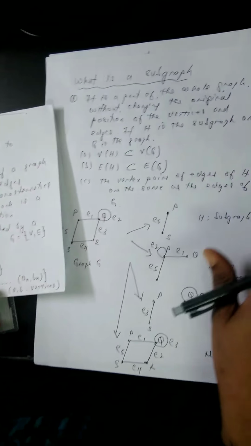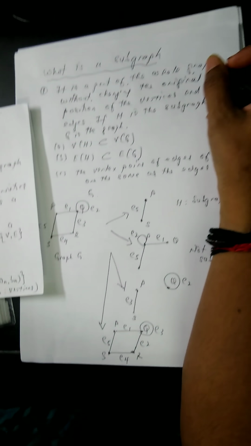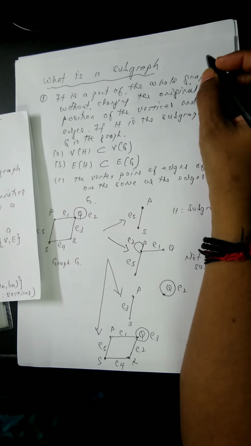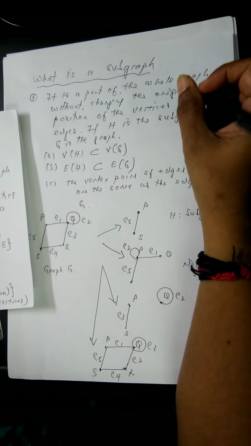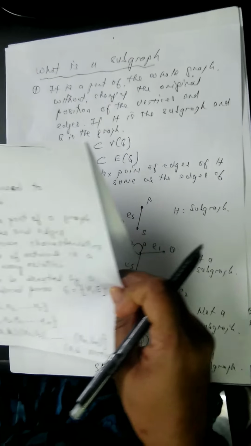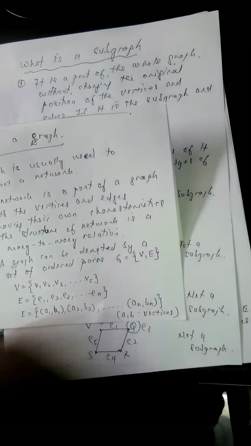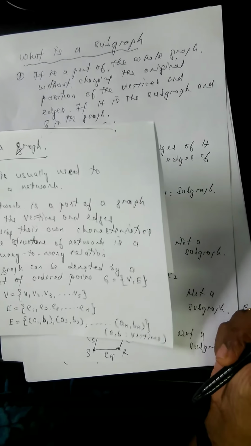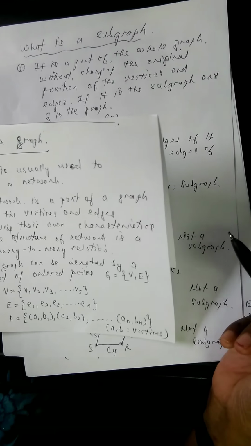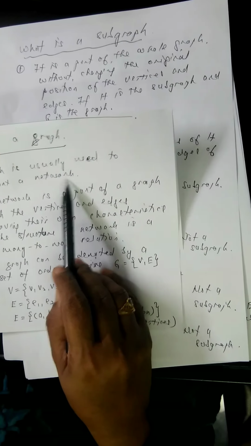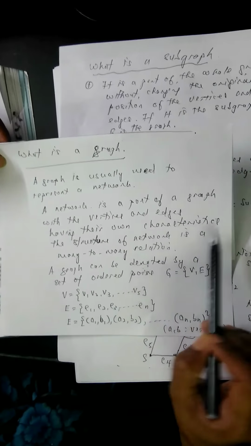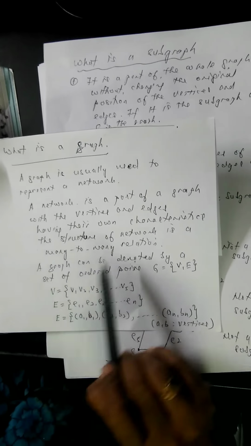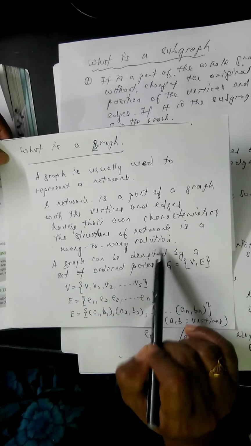Hello, good evening. We are here to continue the chapter on network in graph theory. So we move on to the next part. Just a recap on what is a graph. A graph is usually used to represent a network. A network is a part of a graph with the vertices and edges having their own characteristics. So the structure of a network is a many-to-many relation.